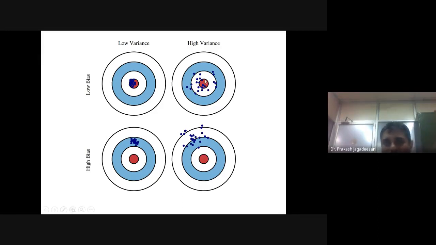On the other hand, on the right side, if you see the spread of the data points, they are not lying close together, close to each other.